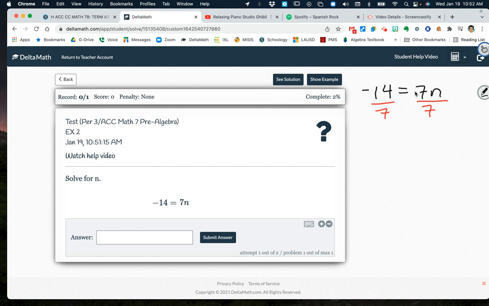Because we're in that same situation. 7 divided by 7 is 1. And 1n becomes just n. So all we have to do is just cancel it at that point. Just say it's gone. It becomes a 1. It cancels. On the other side, I got -14 divided by 7. There's my answer. If you don't like it that way, write it that way. But it's -2. Okay? Simple as that.